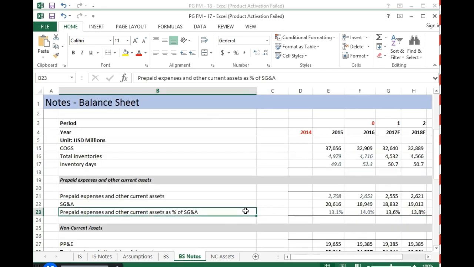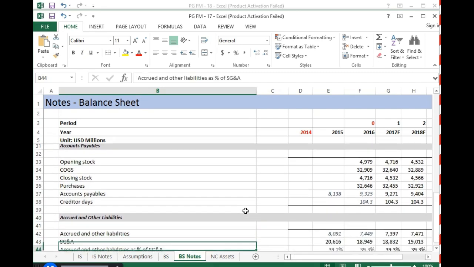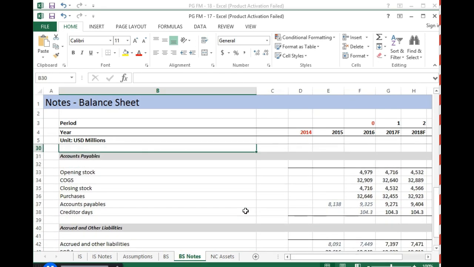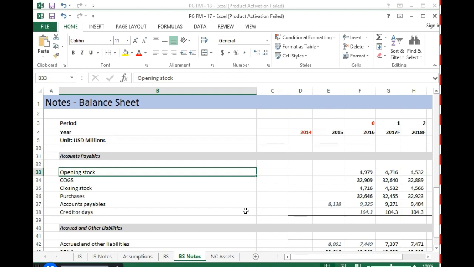So again, balance sheet notes, accounts payable. What do you pay for? You pay for supplies. What are the supplies? Supplies are in the form of purchases. And where are purchases used? Either they would turn into stock or they will become a part of cost of goods sold.